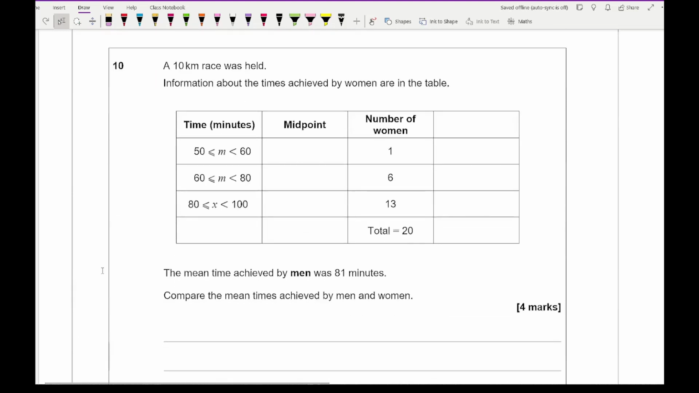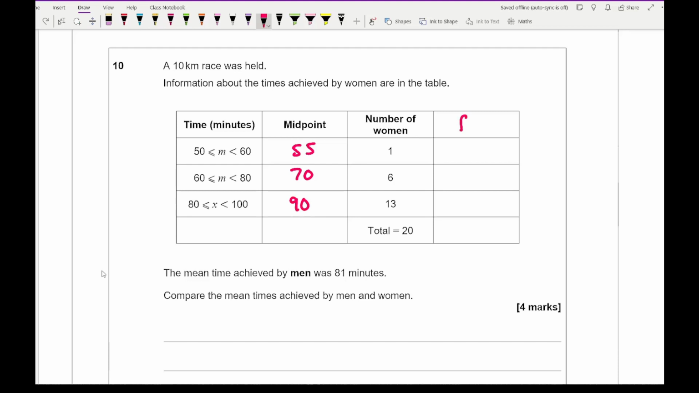Moving on to question 10, it says that a 10k race was held. Information about the times achieved by women are in the table. And the question then, more information says that the mean time achieved by the men was 81 minutes. Compare the mean times achieved by men and women. So for this, what we need to do is complete the table. So we know the midpoint for this one is going to be 55, 70 and 90.